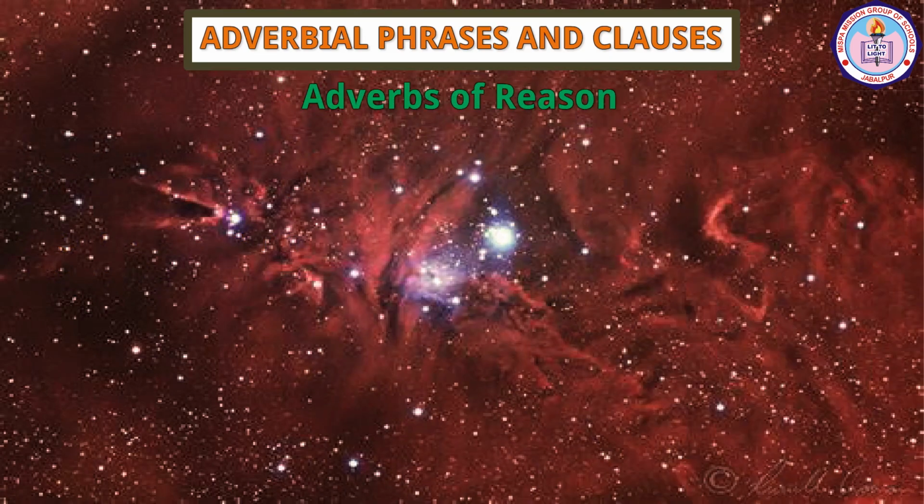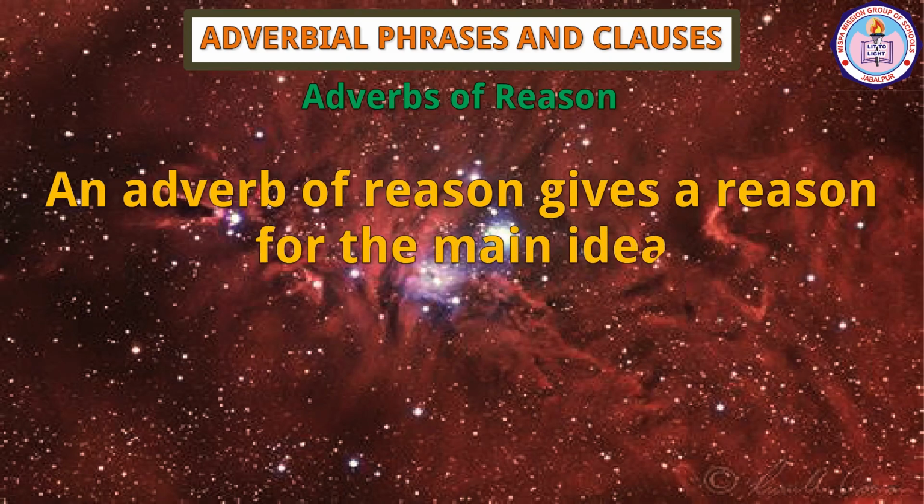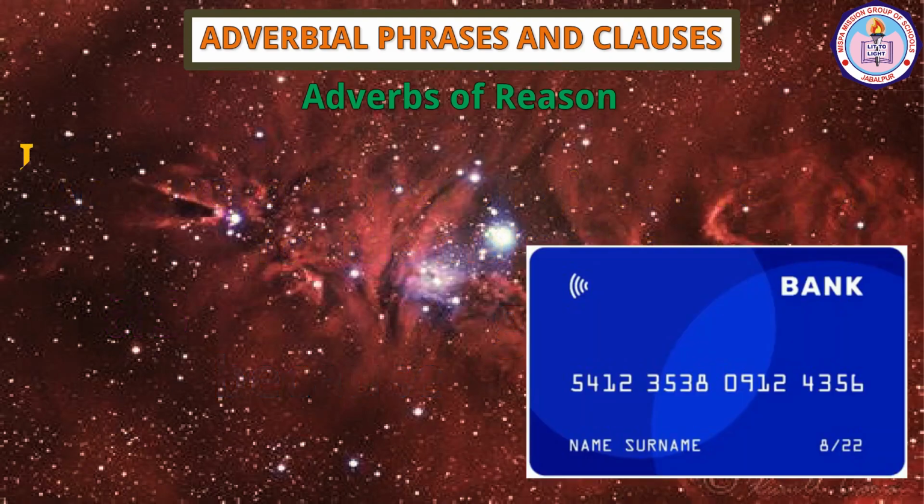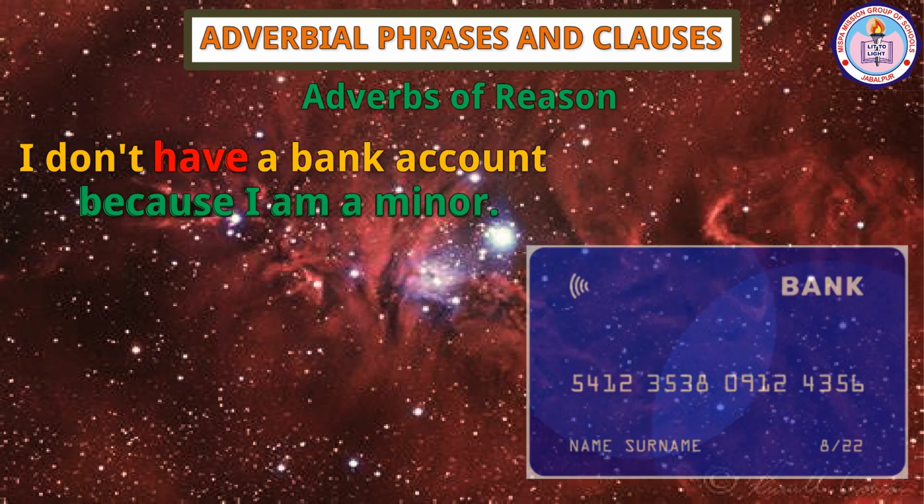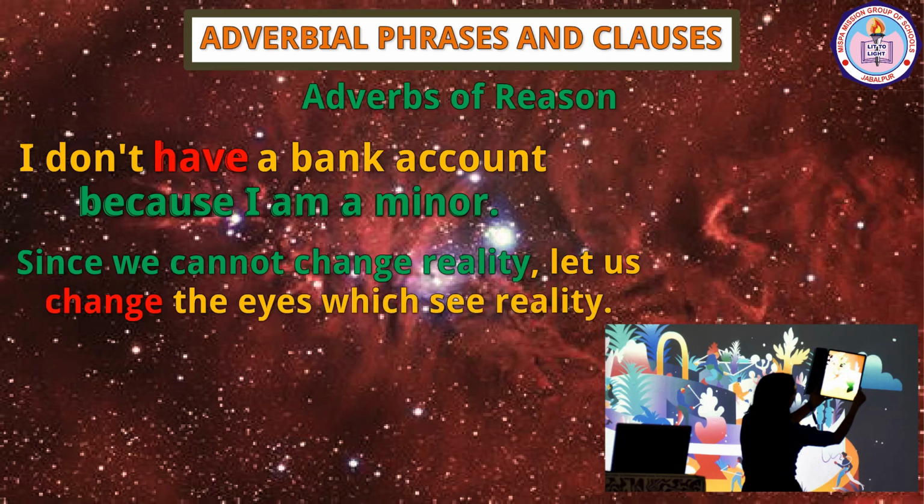Adverbs of reason. An adverb of reason gives a reason for the main idea. It usually starts with a subordinating conjunction like as, because, given, or since. I don't have a bank account because I am minor. Here, because I am minor is an adverbial clause which modifies the verb have. Since we cannot change reality, let us change the eyes which see reality. Here, since we cannot change reality is the adverbial clause which modifies the verb change.